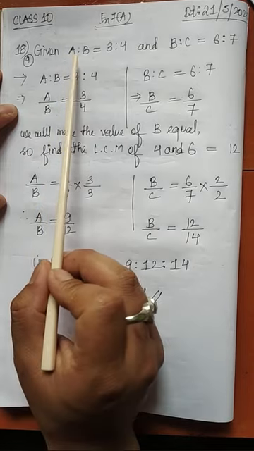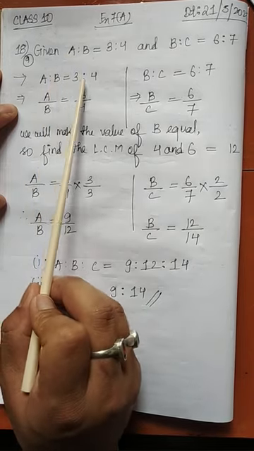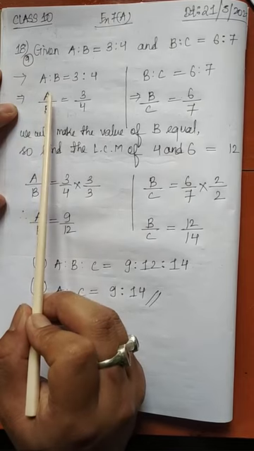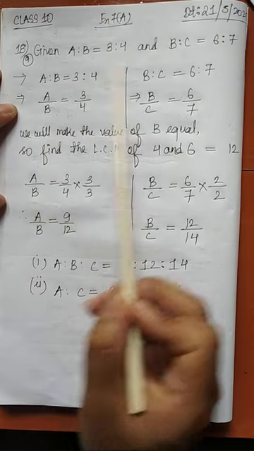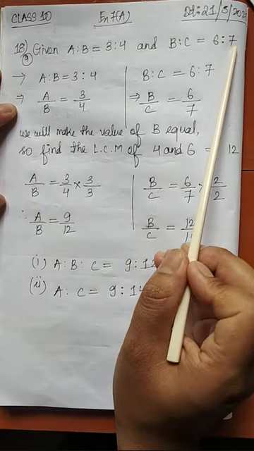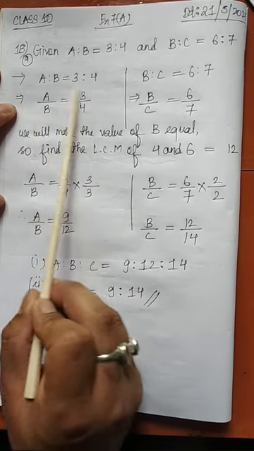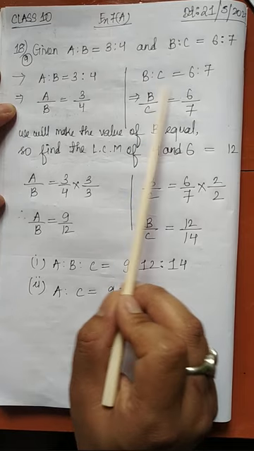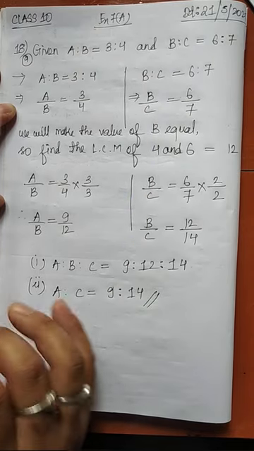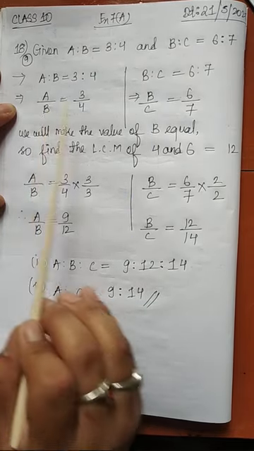Since A is to B is given, write A is to B is equal to 3 is to 4, which will give you A by B equals 3 by 4. Similarly, B is to C is 6 is to 7, so B by C will be 6 by 7. So hence I am getting A by B equals 3 by 4, B by C equals 6 by 7. Now from here I need to find the value for A is to B is to C.